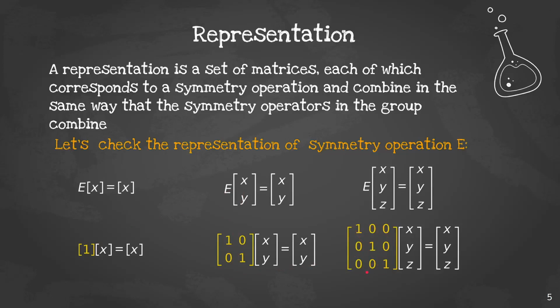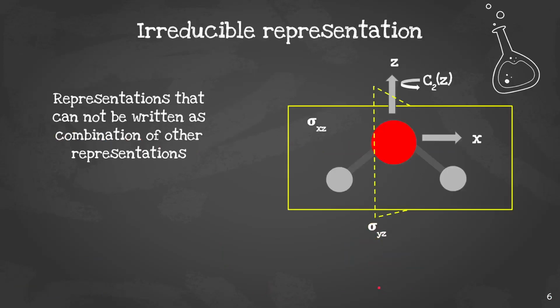Now let's imagine an element which has more dimensions or more components. Then the size of the matrix will be very big, and that's why we can't write those big matrices in a table to represent the characters of that table. So instead of going through the whole matrix, we focus on the sum of the diagonals. It is known as the character of a matrix, and we write all those values into the character table itself. Now an irreducible representation is nothing but a representation that cannot be written as a combination of other representations.